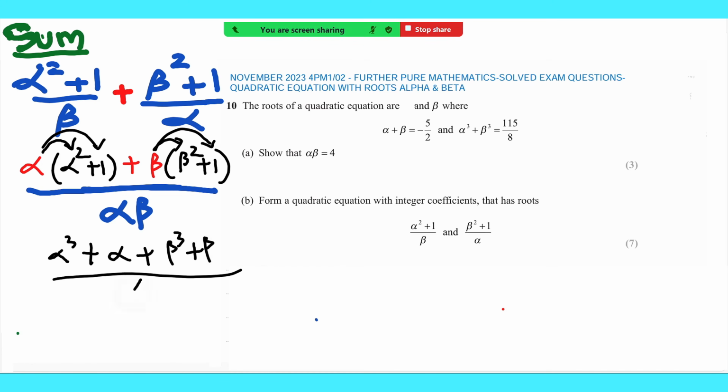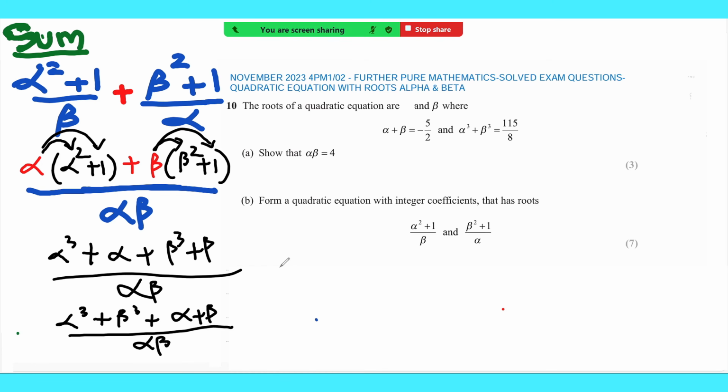Now over alpha beta. So now we rearrange alpha cube and beta cube. So we got here alpha cube plus beta cube is alpha plus beta, we rearrange over alpha beta. So we know all the values: alpha beta is 4, alpha plus beta is minus 5 over 2, and alpha cube plus beta cube is 115 over 8.